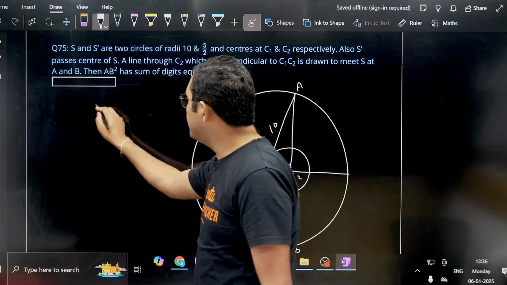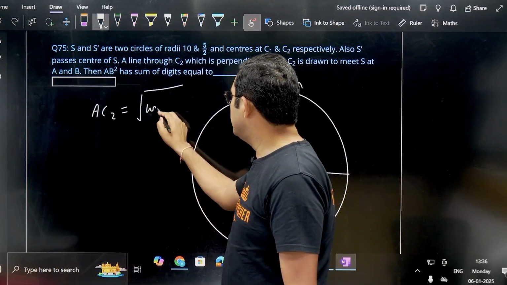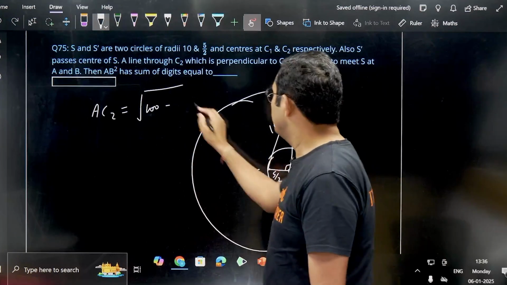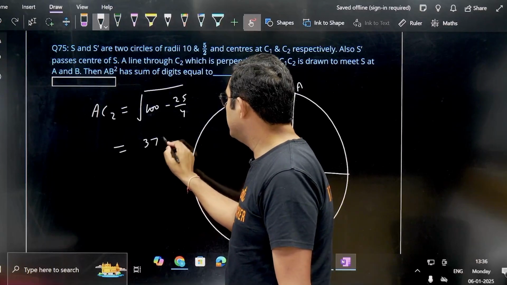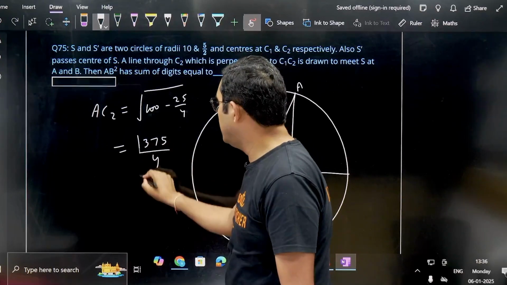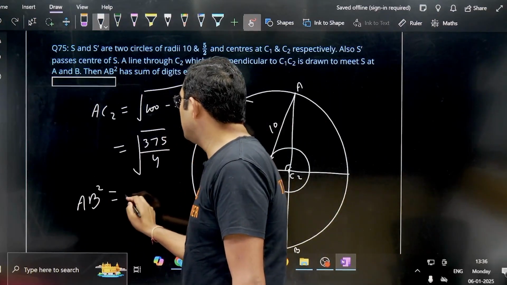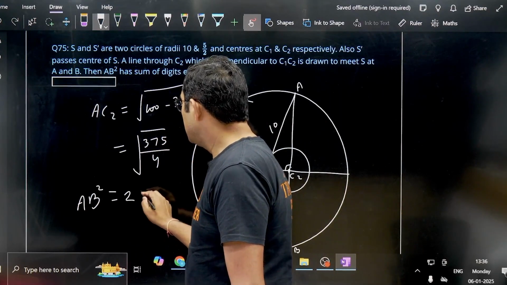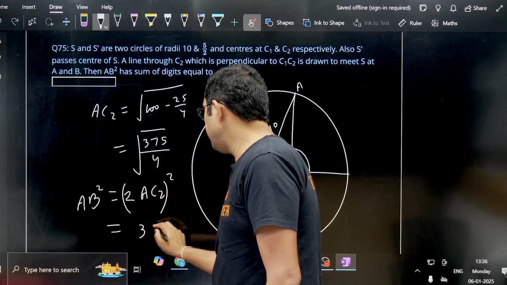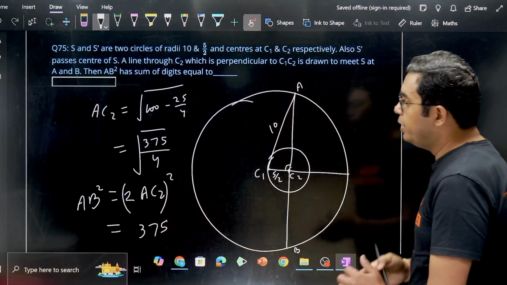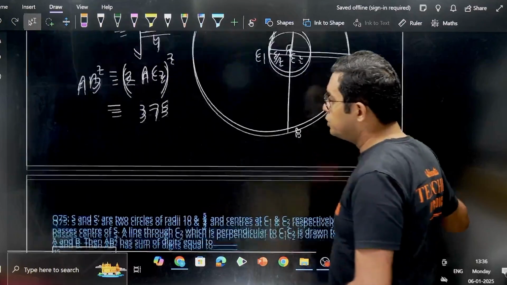So this AC2 we can find first. That will be the square root of 10 square, that is 100, minus (5/2) square, that is 25/4. So that will be equal to the square root of (400 minus 25) upon 4, that is 375 upon 4. Now this AB square which we are looking for is equal to 2 times AC2, whole square. So that will be equal to 375. So the sum of digits will be equal to 15. 3 plus 7 plus 5 is 15. So the answer for this question should be 15.